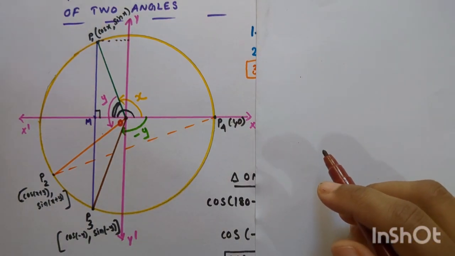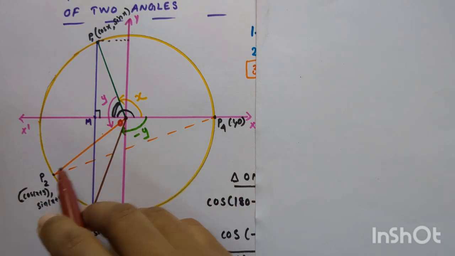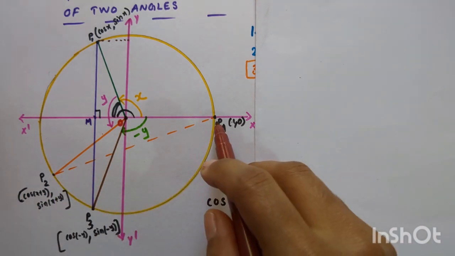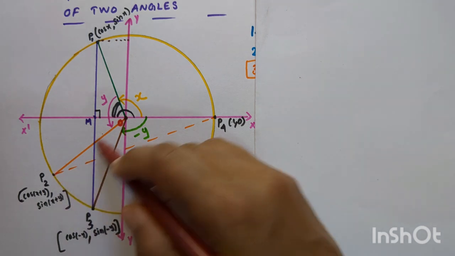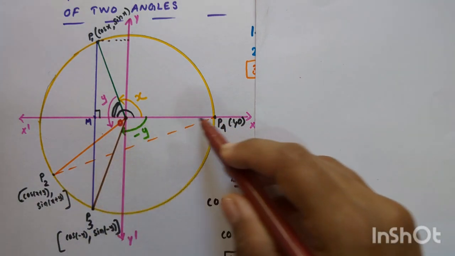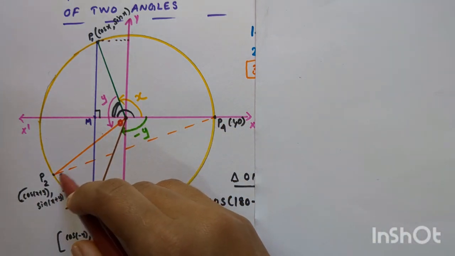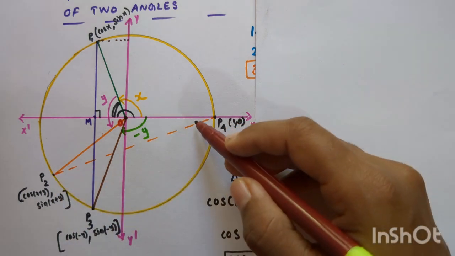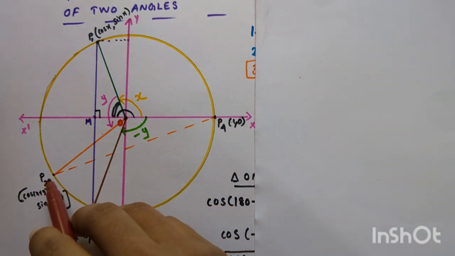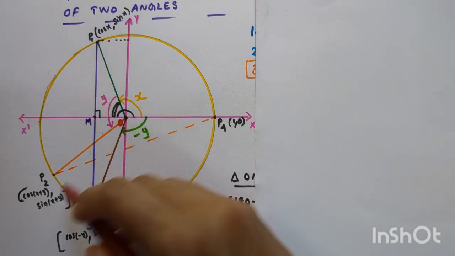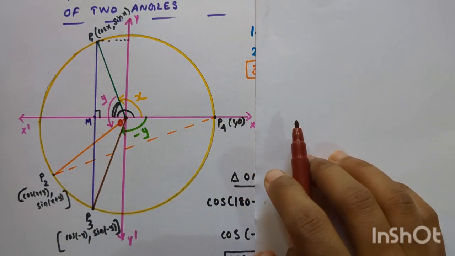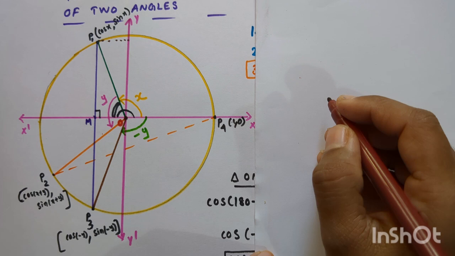Now here you see, I have just joined these two points P2 and P4 so that we are getting a triangle here, which is P2 O P4. I have joined them with a dotted line. You can just join them with a solid line, no problem. I have joined them with a dotted line from P2 to P4 so that we are getting a triangle here, P2 O P4.